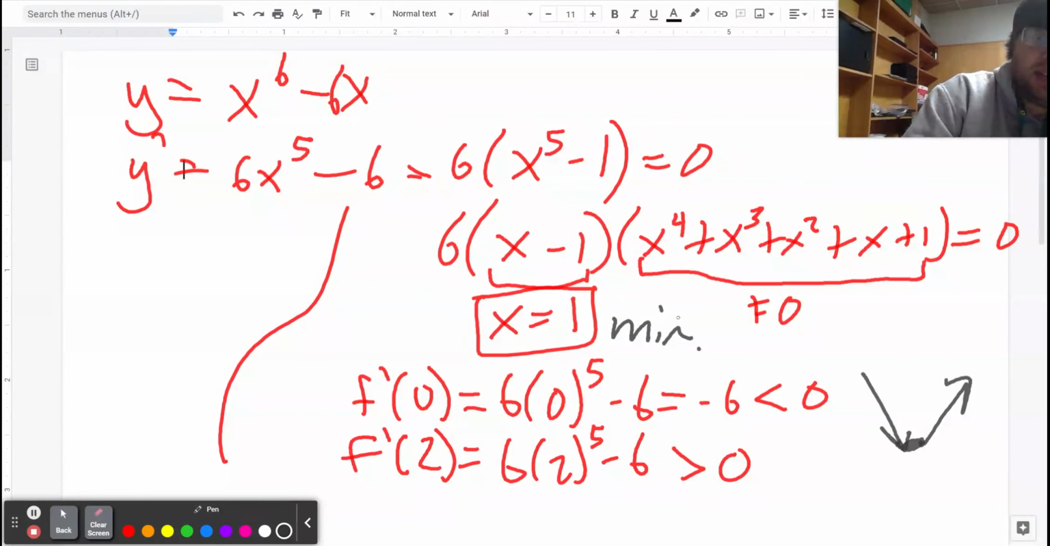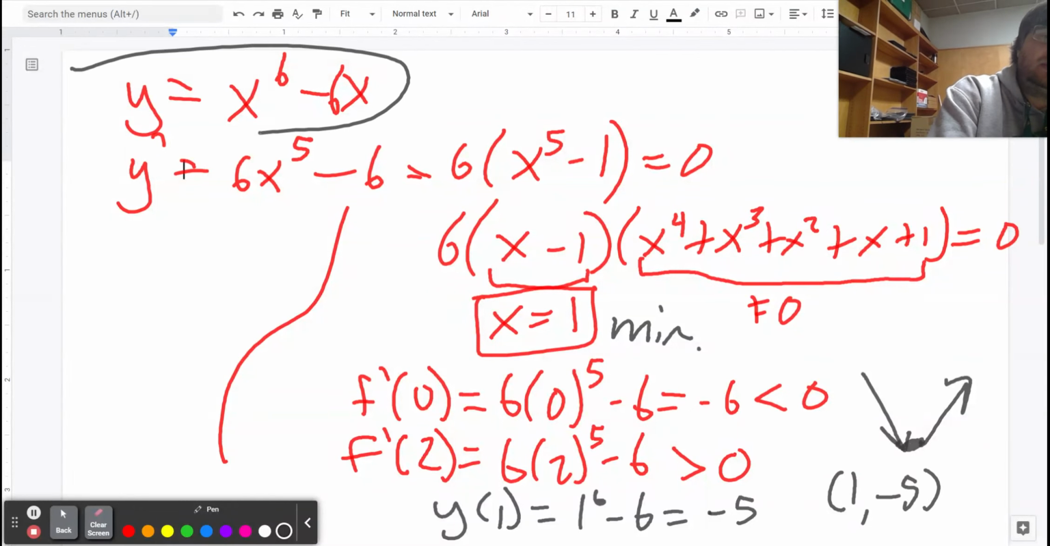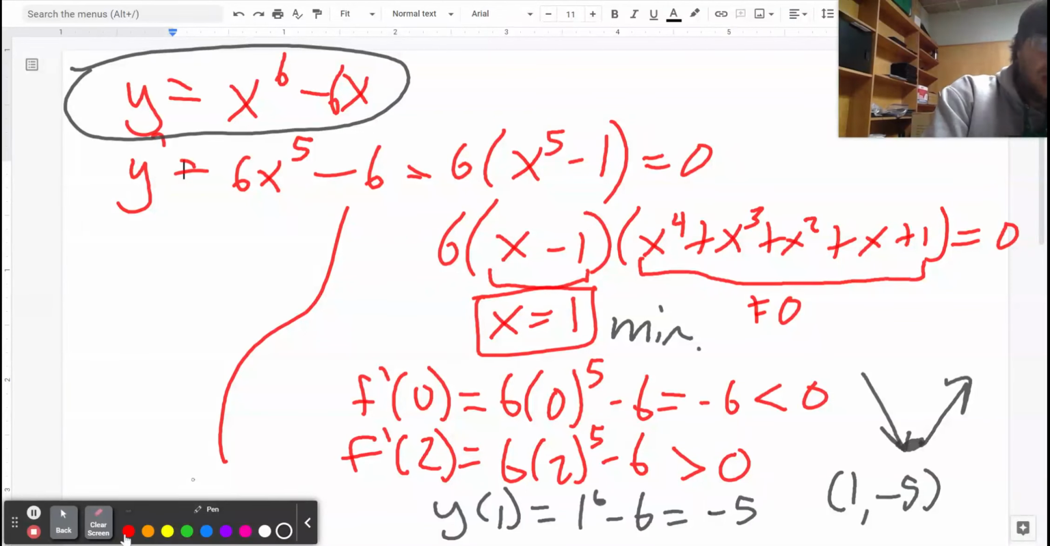The last thing that I usually like to do is actually get the value when x equals 1. If I plug in x equals 1, I get 1 to the sixth minus 6, which means negative 5. That tells me that the point (1, -5) is the lowest point that my original function reaches. Maybe you don't like the first derivative test, so you can always do the second derivative test.